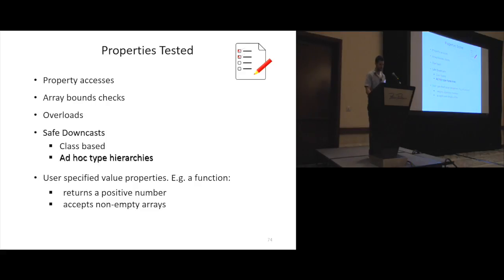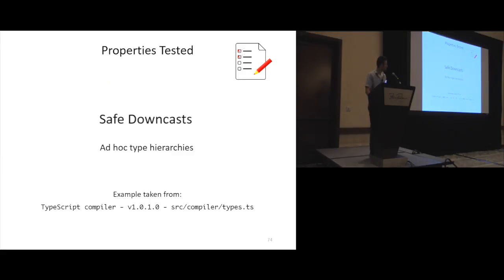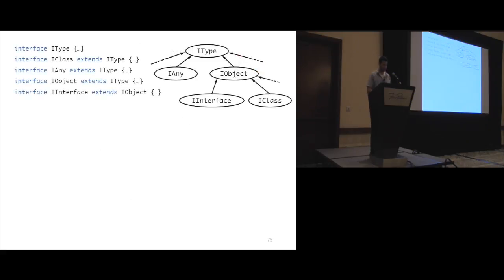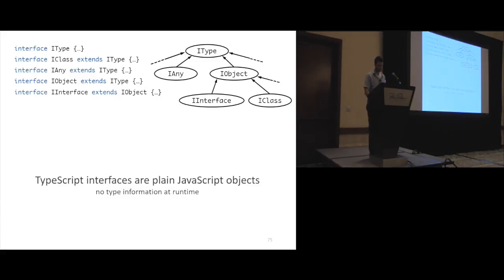To give a better idea of what we mean by safe downcasts for ad hoc type hierarchies, this is an example taken from the TypeScript compiler. Here we have an interface hierarchy, where at the top we have a type called IType, and as its children, we have types called IAny, IObject, and so on. The problem here is that the runtime representation for TypeScript interfaces are plain JavaScript objects that don't really have any runtime information regarding the type that they had statically.